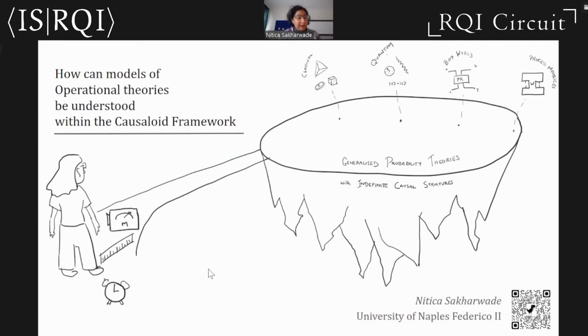And usually we get stuck at some point of understanding the Causaloid framework. So I've tried to have a version that is something we can all follow to just understand the main broad ideas that are going into this research, let's say. So let's see.